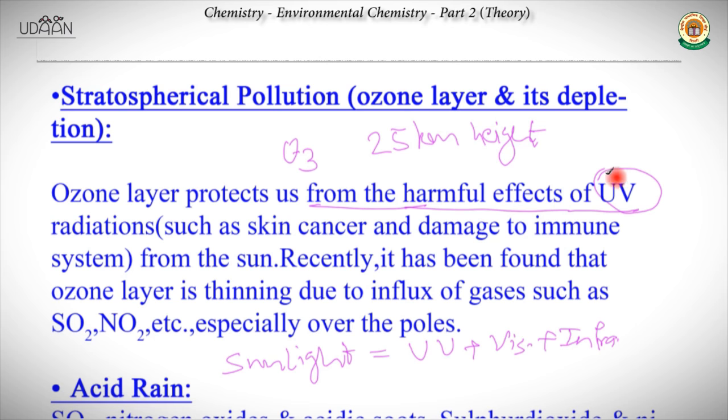Recently, it has been found that the ozone layer is thinning due to the influx of gases such as NO2, SO2, etc. And this thinning of the ozone layer is especially near the poles. So this thinning of the ozone layer is a major concern in the present world, and it has led many of us to think, are we going on the right path?